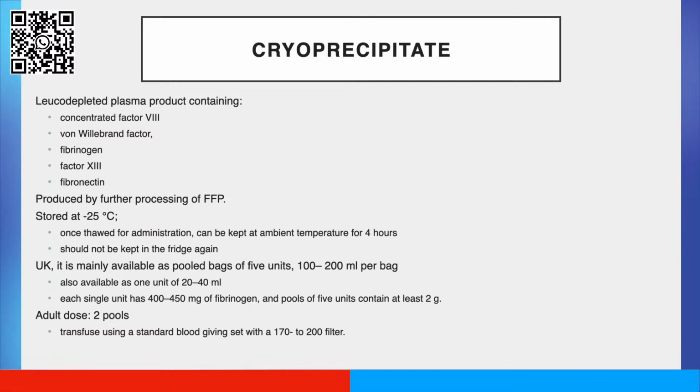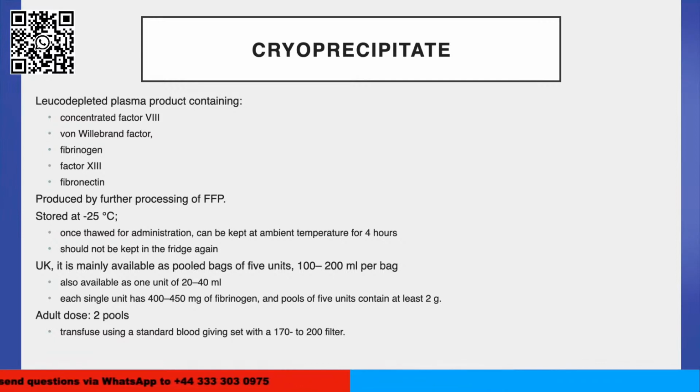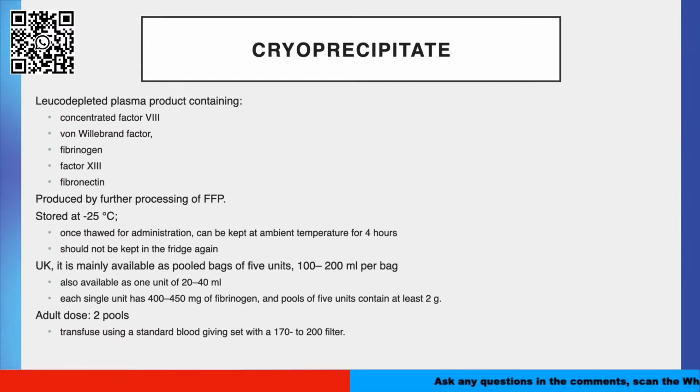Cryoprecipitate. This is a leukodepleted plasma product which contains concentrated factor 8, von Willebrand factor, fibrinogen, factor 13 and fibronectin. It's produced by further processing of fresh frozen plasma and is stored at -25 degrees. Once it's thawed, it can be kept at ambient temperature for 4 hours, but should not be kept in the fridge again. Within the UK, it is mainly available as pooled bags of 5 units with 100 to 200 ml per bag. However, it can be given in 1 unit volumes of 20 to 40 ml.